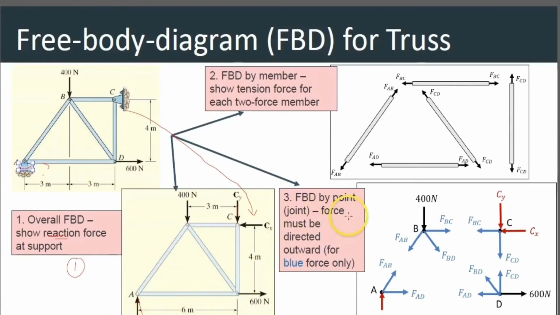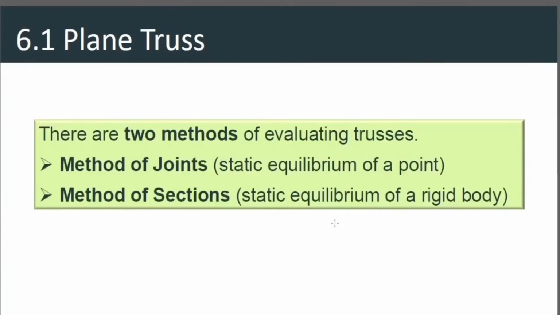For the second one, from the free body diagram by members, we need to show the tension force on each member. And then the third free body diagram: the force must be directed outward for tension. So it's easy. If you are not clear, we will go through it by example.